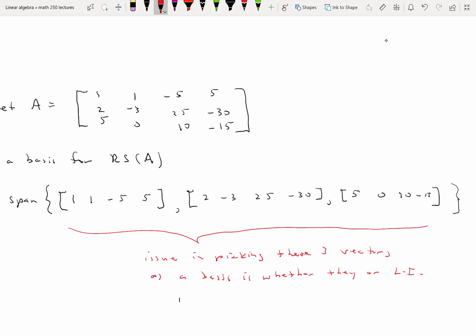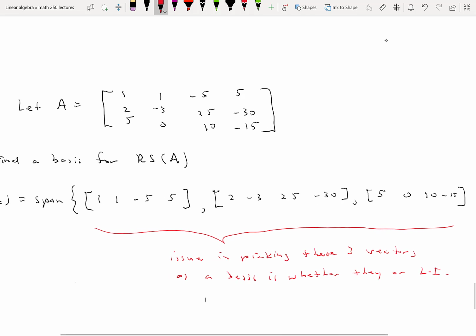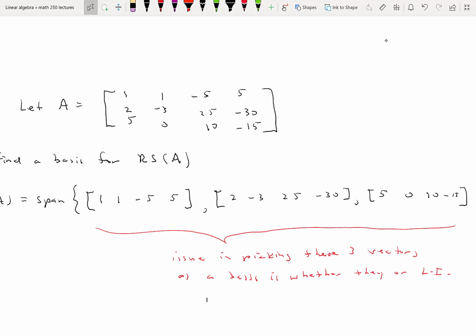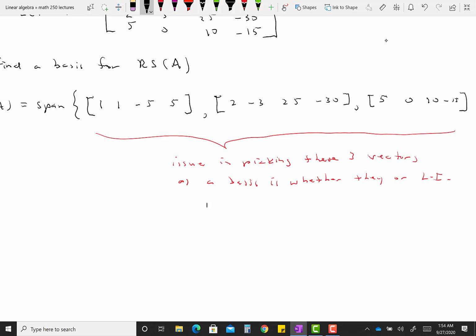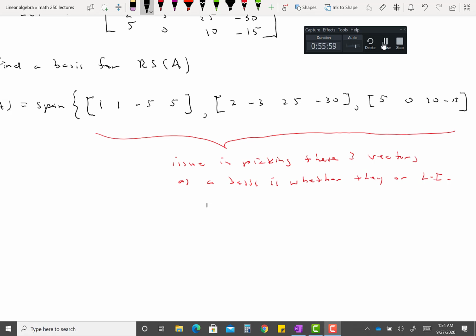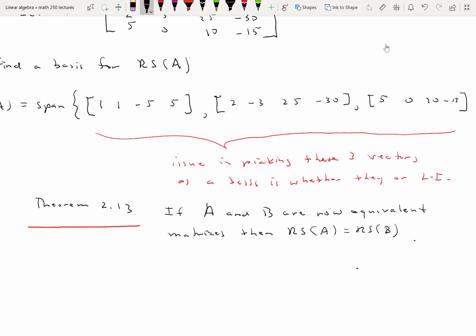Now we're going to look at a very useful theorem that will allow us a nice procedural way to not have to deal with determining whether the three vectors are linearly independent. Because what if they're not? We still need a basis. The theorem that's going to help us do this is in your textbook. It's Theorem 2.13. It's kind of an amazing theorem.